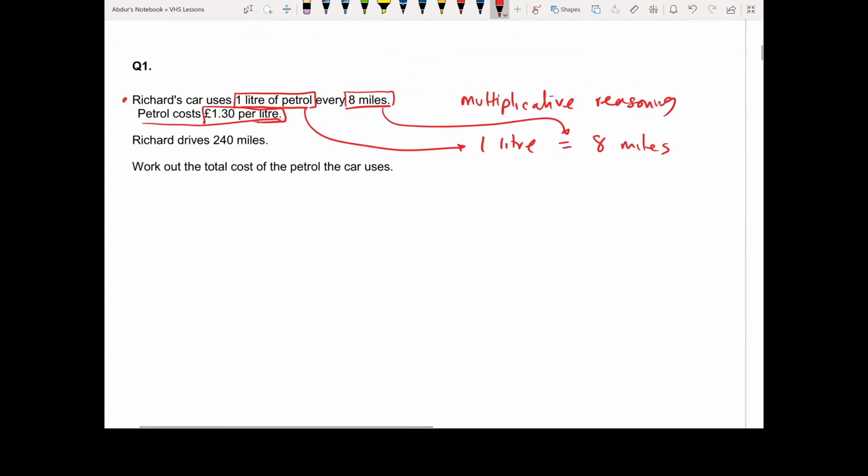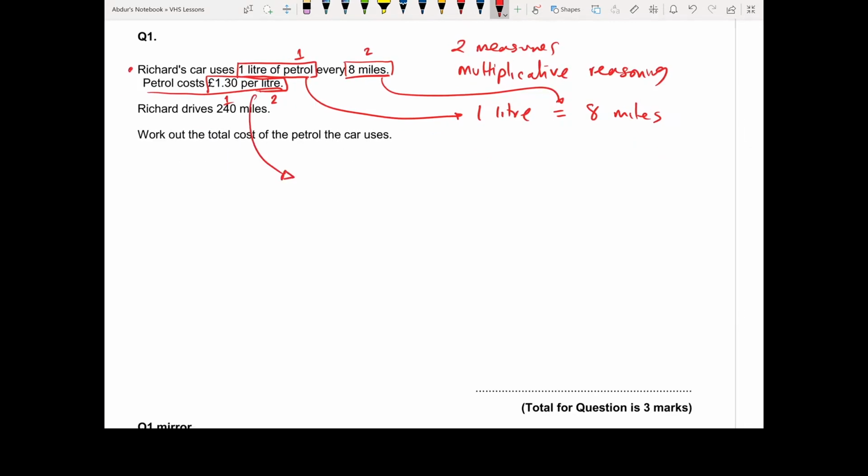As soon as you have two measures, multiplicative reasoning is used. We've got pounds here and litres here. So two measures. Again, I'm going to write this using multiplicative reasoning. I'm going to write down £1.30 is equal to 1 litre. So what I've done is I've set up my problem. I will come back to this in a moment, but all I've done is I've addressed those first two lines. I can't do any maths yet because I've got litres, miles, and I've got pounds and 1 litre here.